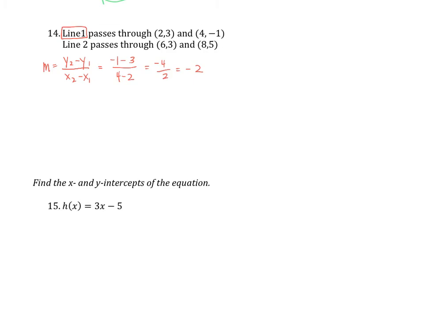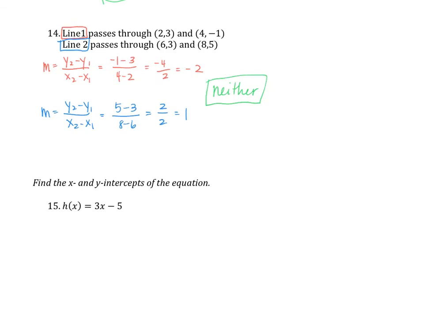Okay, and so now line 2, we're going to find the slope. So y2 minus y1 over x2 minus x1. So we're going to have 5 minus 3 over 8 minus 6. This is going to be 2 over 2, which is 1. Okay, these slopes are not the same. They're also not opposite reciprocals. They are opposites, but they're not reciprocals. So these lines are neither. They're neither parallel nor perpendicular.